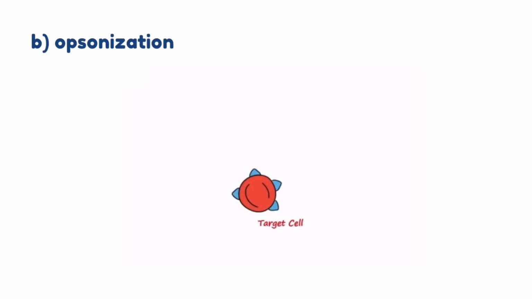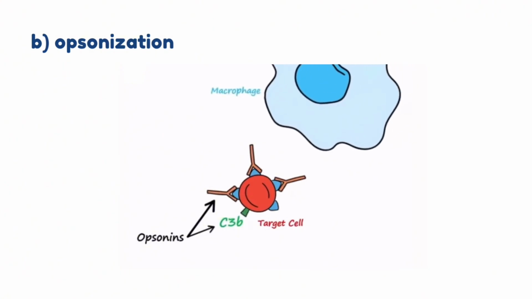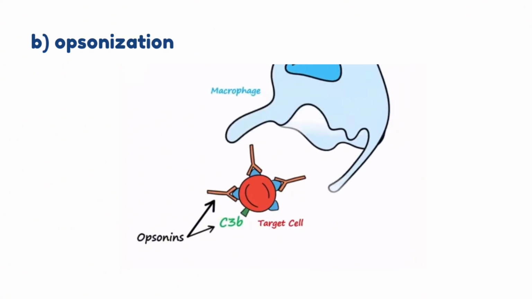The second way involves opsonization. Antibodies and the complement protein C3b attach to the target cell and act as opsonins, meaning they attract macrophages to come and phagocytose the target cell.